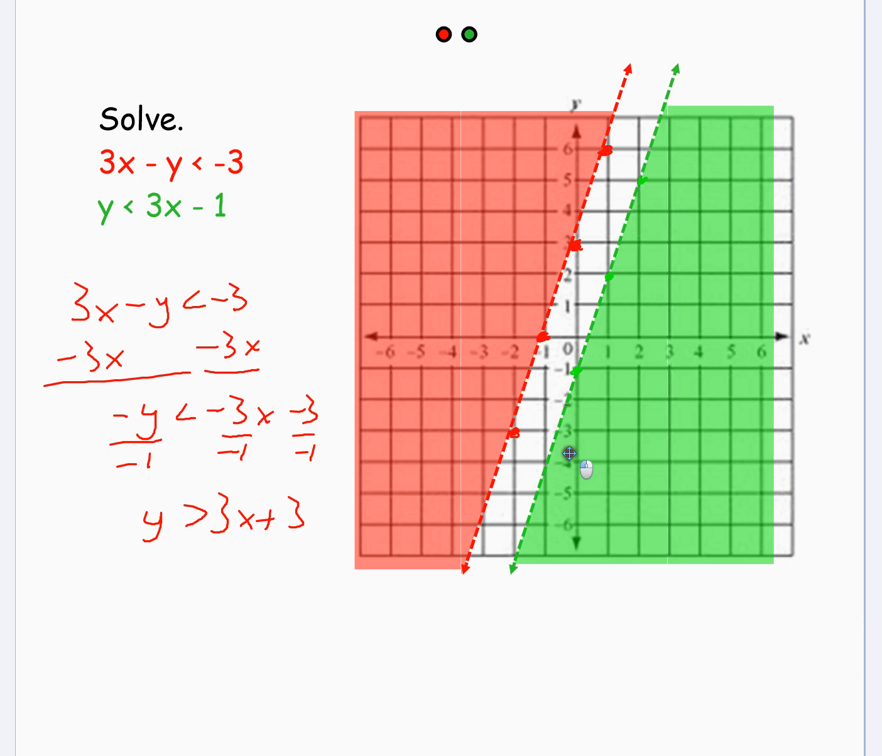And we see here that this is going to be no solution because our graphs don't intersect anywhere. So we know that this one here, and we can actually write this one out, we know that this is no solution. So neither of those inequalities overlap anywhere.